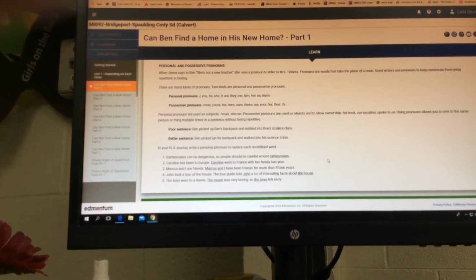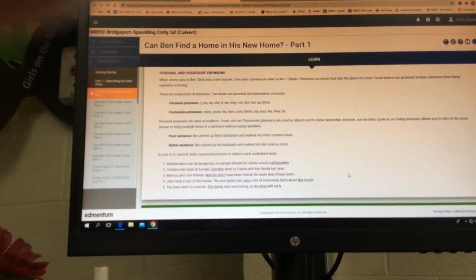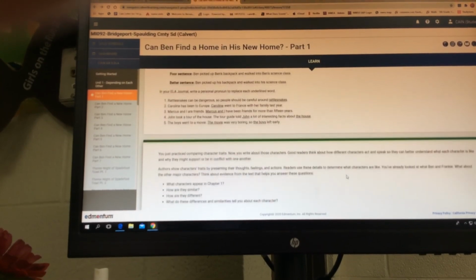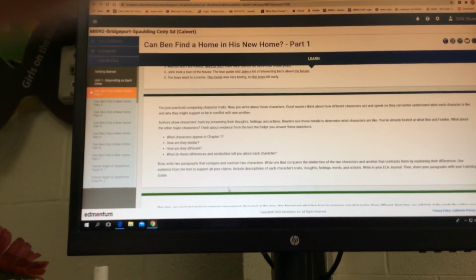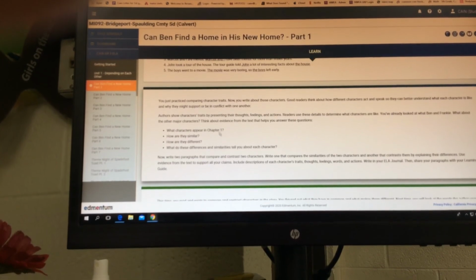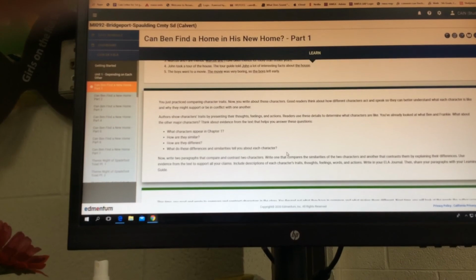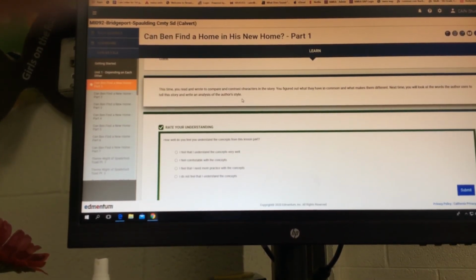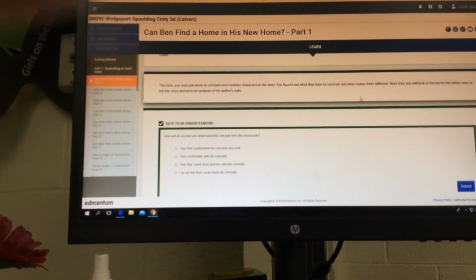Number them. Make it easy for yourself, because there may come a time where I ask you to show me proof that you're writing in your writer's journal. You just practice comparing characters. Now you write about those characters. Good readers think about how different they are. So, here are 4 questions that you need to answer in your writer's notebook. Then you're going to read this. This time you read and wrote, compare and contrast. Read all of these things.